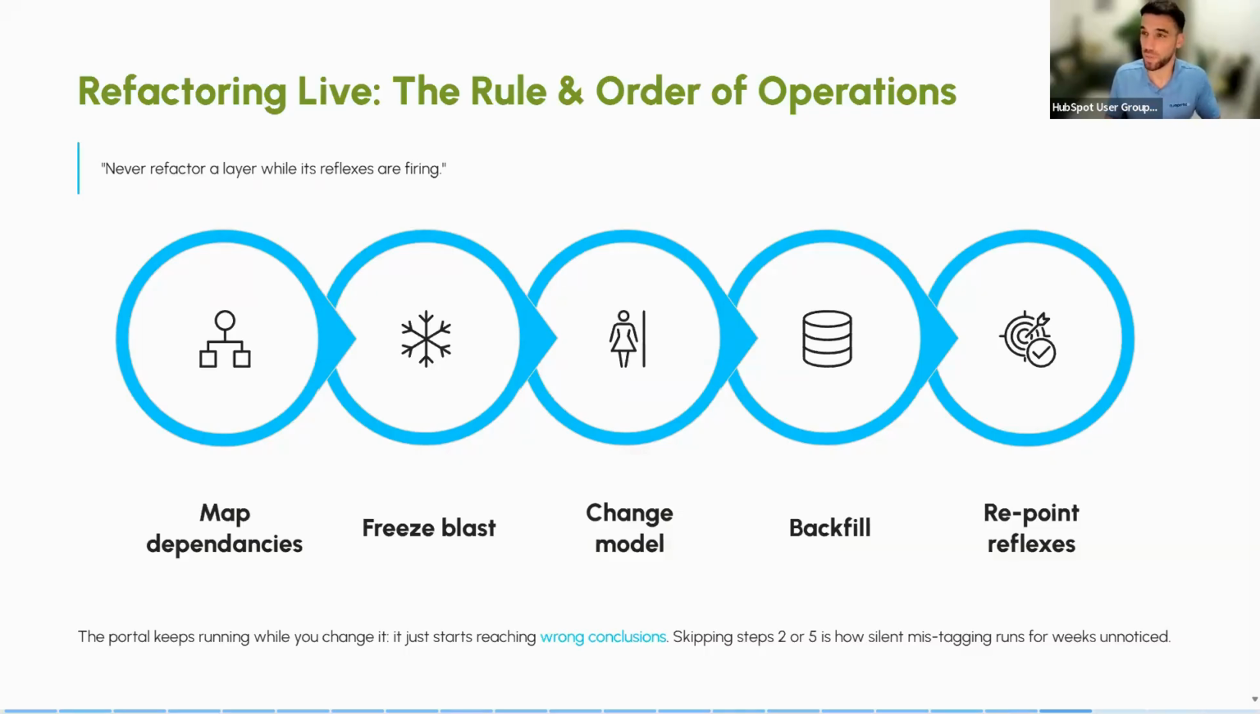And it's, let me just go in and quickly make this change, right? But even for smaller changes, I would always say, go in, do this in sort of a miniature version, if you will: map it, freeze it, change it, backfill, and adjust the automations. That's generally a good rule of thumb for any changes in the portal.